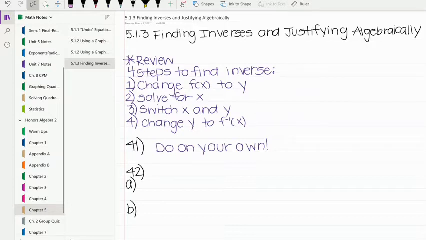So go ahead and do problem 41 on your own. You're doing A, B, and C. You're just finding the inverses of those three functions. You can go ahead and pause this, and once you finish, you can go ahead and press play.